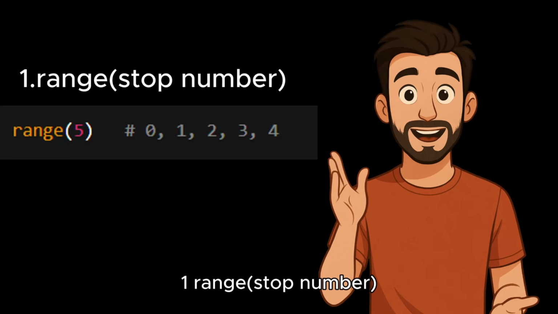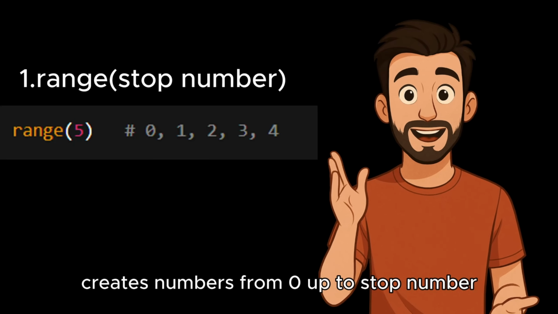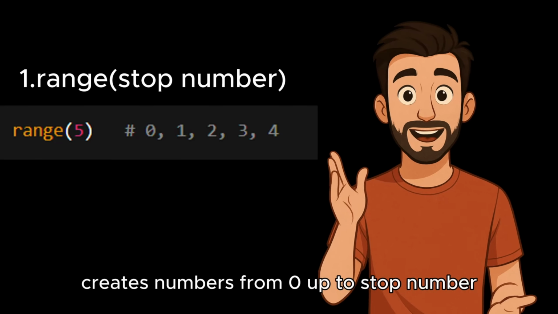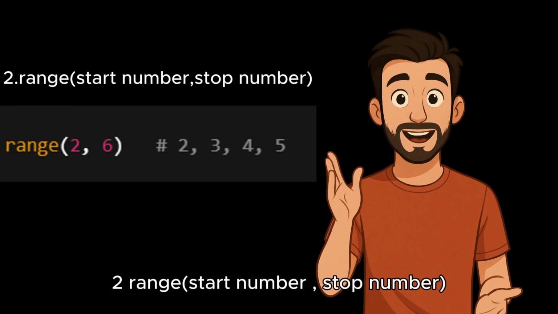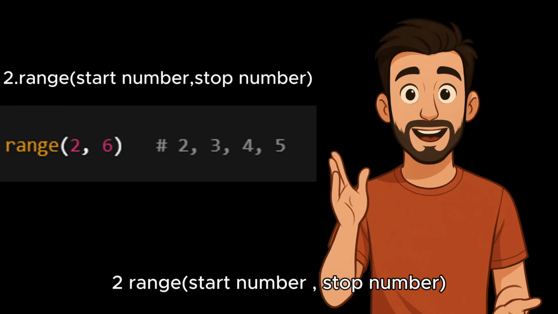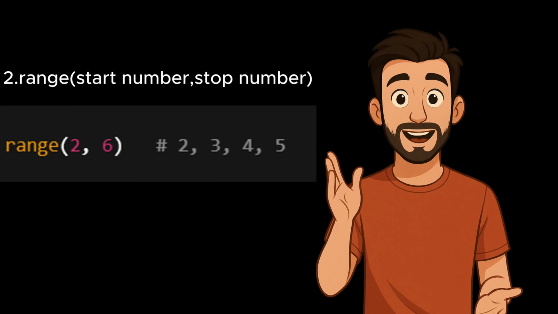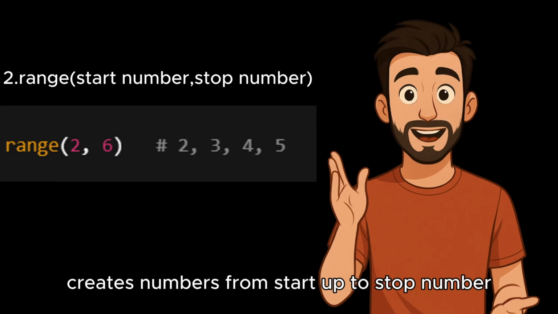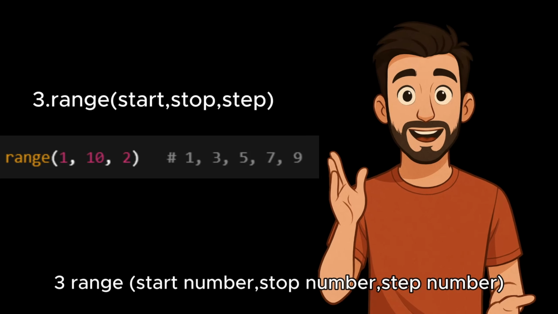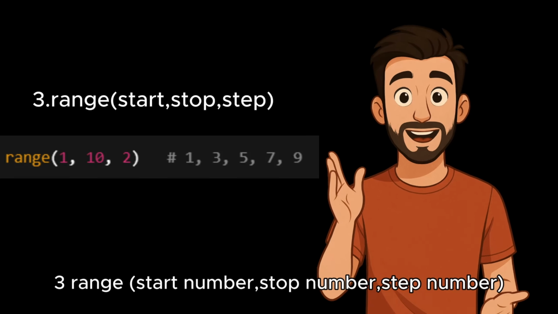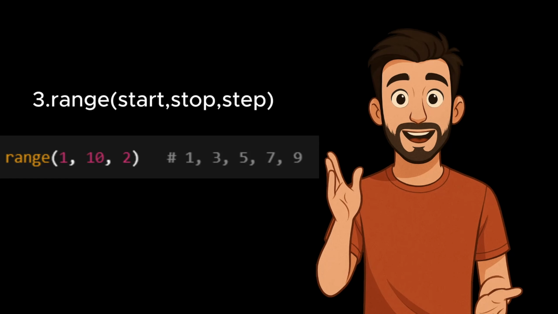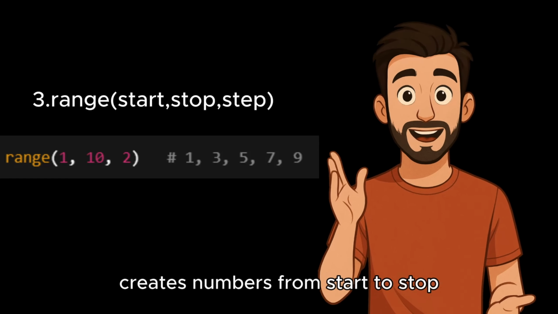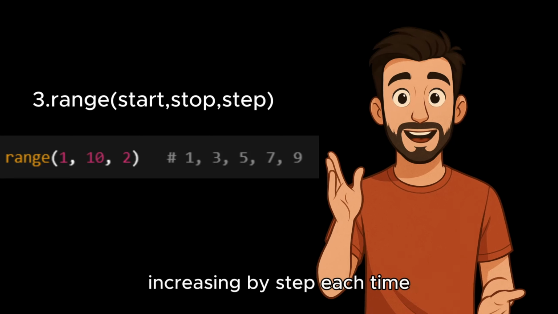1. range(stop number) creates numbers from 0 up to the stop number, but not including it. 2. range(start number, stop number) creates numbers from start up to the stop number, but not including it. 3. range(start, stop, step) creates numbers from start to stop, increasing by step each time.